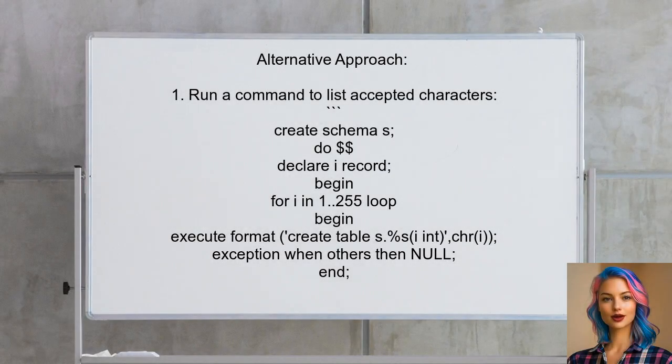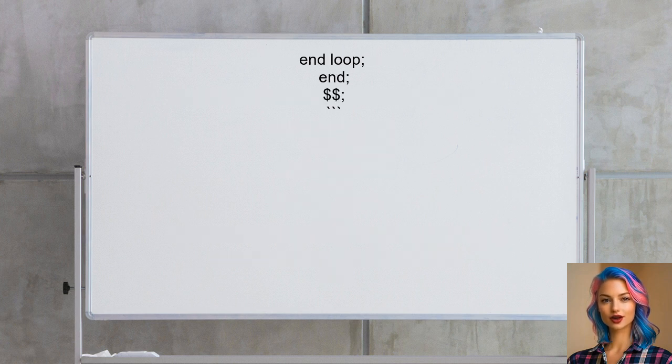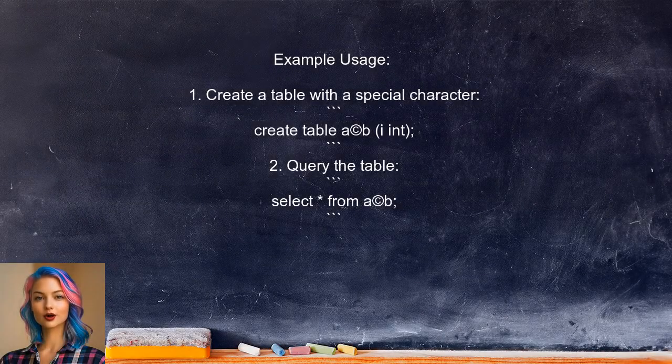One user suggests that while using special characters as delimiters is possible, it may complicate your work. They recommend running a specific command to list accepted characters that don't require quotes. This involves creating a schema and attempting to create tables with various characters. They provide examples of using characters like "an" as table names, which can work without quotes.